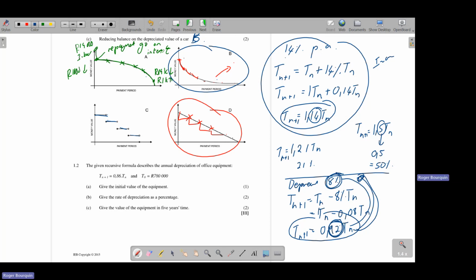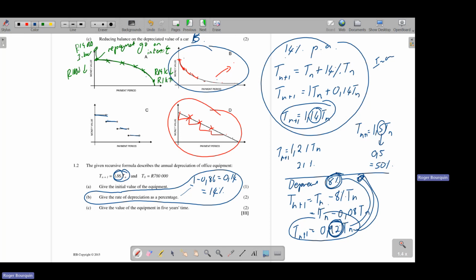So in question B, 0.86 Tn, what's the difference between 0.86 and 1? 1 minus 0.86 is 0.14. And as a percentage, it must be a 14% decrease. So your rate of depreciation as a percentage is going to be 14%. Hopefully that makes sense.